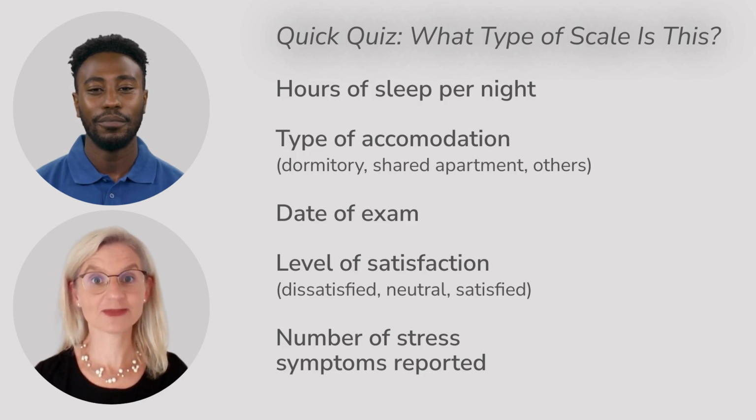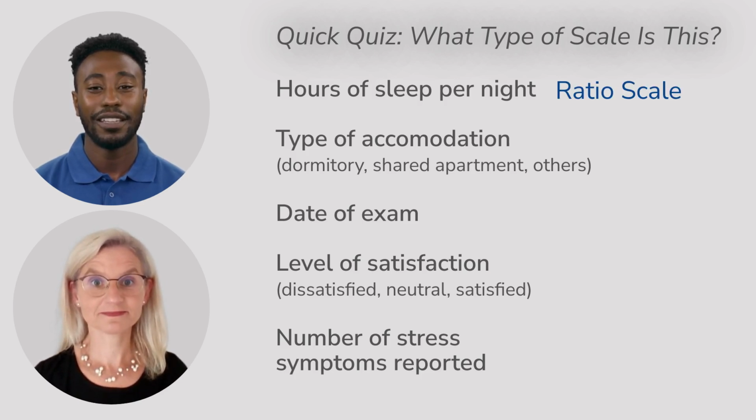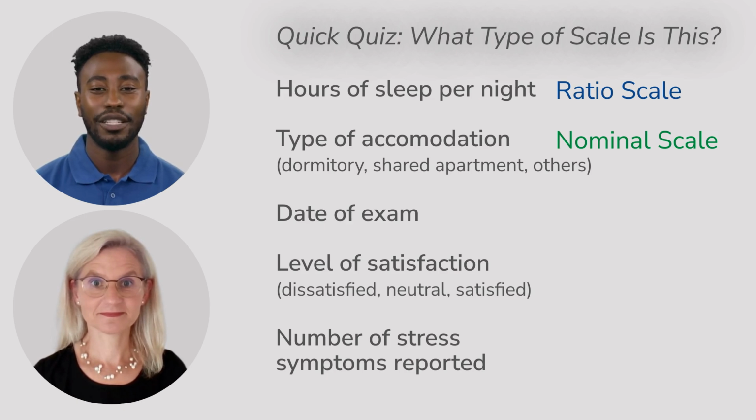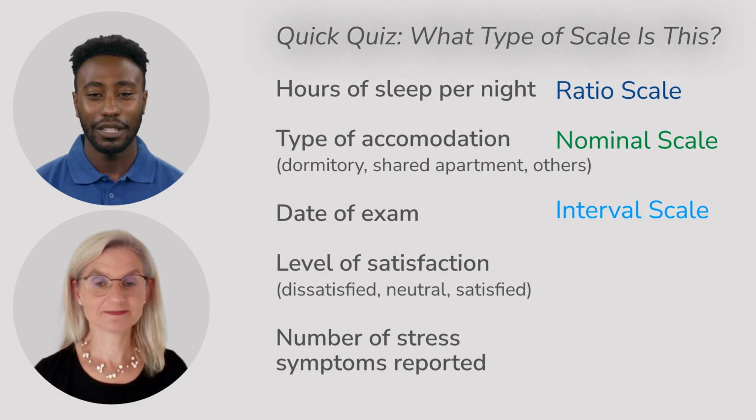First up, hours of sleep per night. That's ratio. 0 means no sleep, and all math operations apply. Exactly. Next, let's look at accommodation type, categorized as dormitory, shared apartment, or others. Nominal scale, since these are just categories without any intrinsic order. Spot on. How about date of exam? Interval scale. The differences between dates matter, but 0 doesn't mean no date.